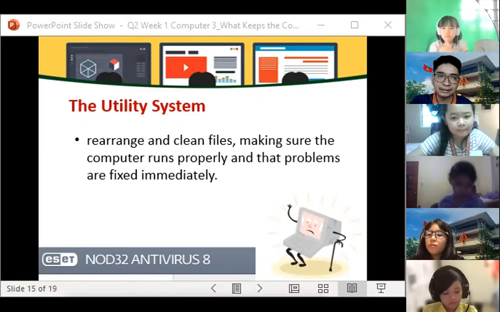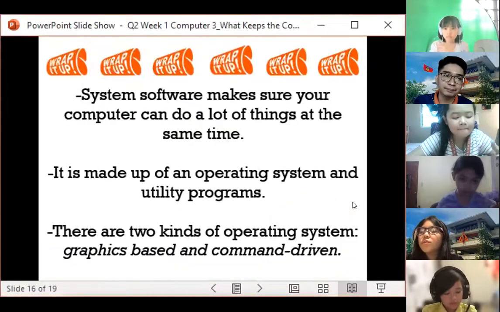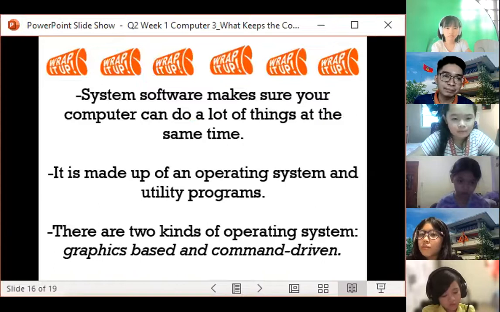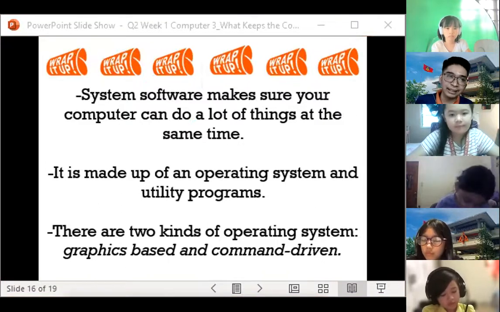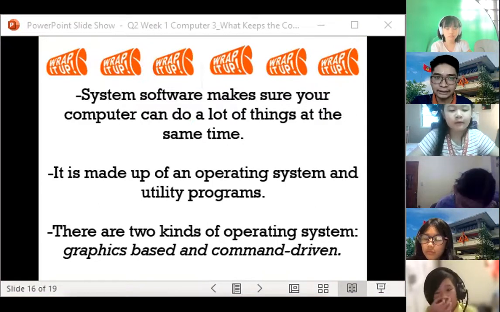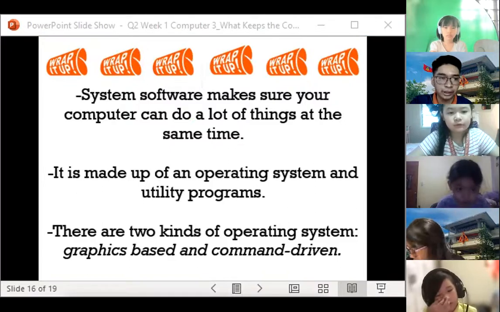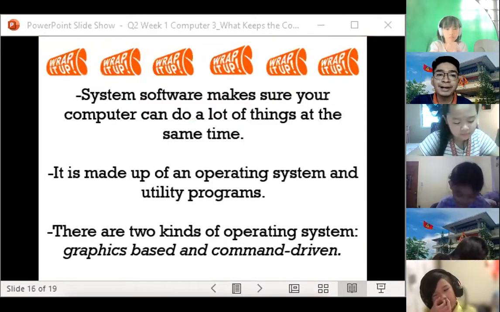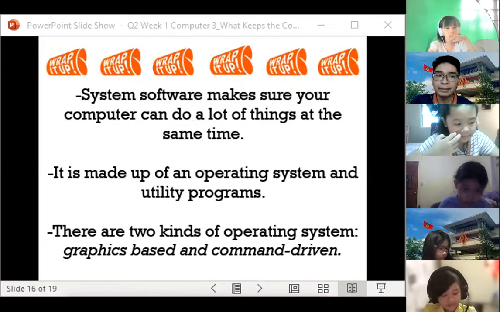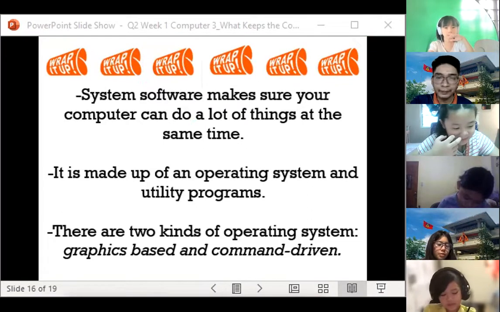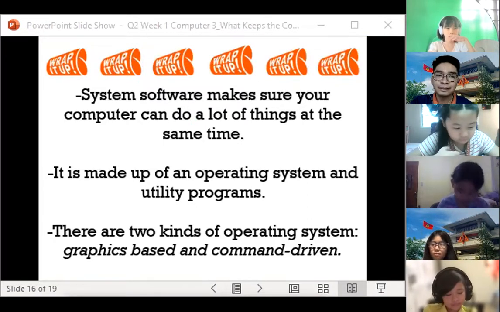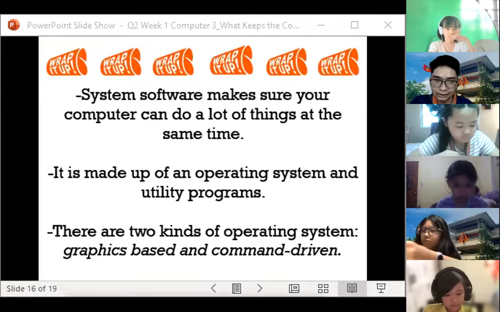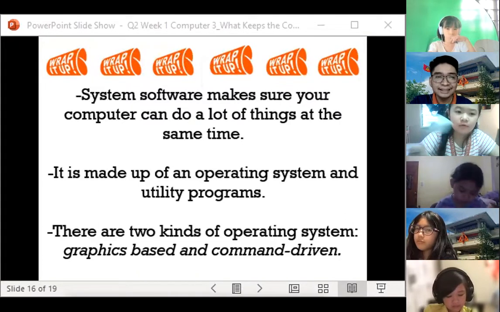Alright. So let's wrap up everything that we have discussed. So again, the system software is the one that makes sure that your computer can do a lot of things at the same time. It is made up of an operating system and a utility program.